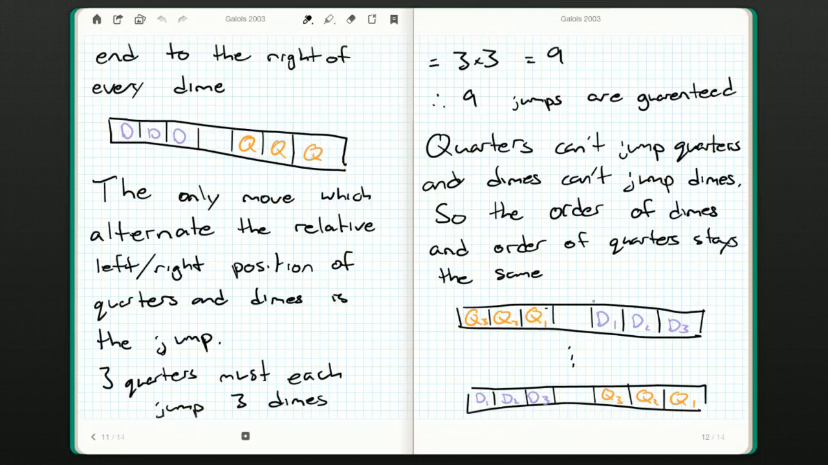So what I'm thinking is, if we have 9 jumps specifically where each dime jumps a quarter, each quarter jumps a dime, and they're moving towards the spots they need to be, then that should be the only 9 jumps we'll need. Any other jump would change the left-right position of 1 quarter relative to 1 dime, and we'd sort of have backtracked.